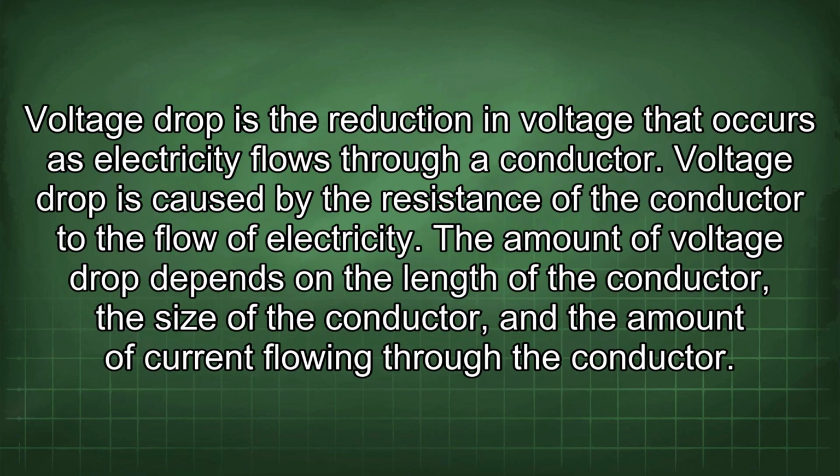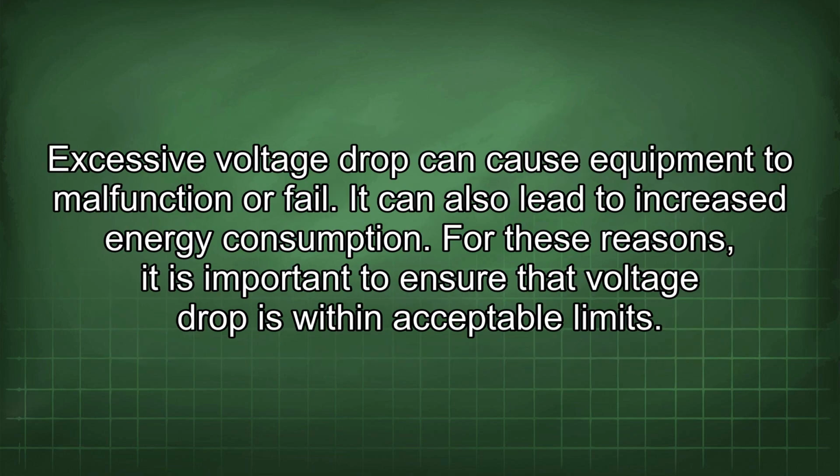Voltage drop is the reduction in voltage that occurs as electricity flows through a conductor. Voltage drop is caused by the resistance of the conductor to the flow of electricity. The amount of voltage drop depends on the length of the conductor, the size of the conductor, and the amount of current flowing through the conductor. Excessive voltage drop can cause equipment to malfunction or fail. It can also lead to increased energy consumption. For these reasons, it is important to ensure that voltage drop is within acceptable limits.